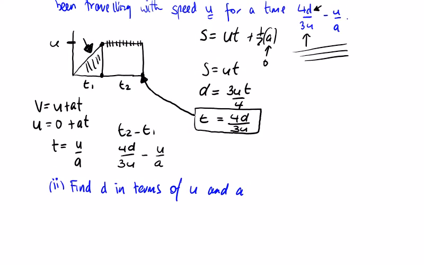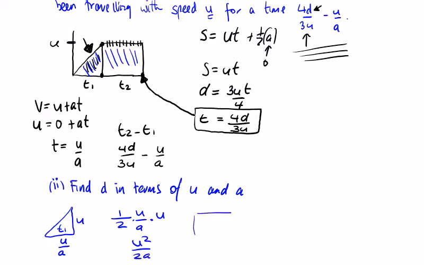So d is the total distance traveled, which is the area of the two shapes, the triangle and the rectangle. So let's look at the triangle. Just write down the variables. The height is u, and t1 is u over a. So the area of that triangle is half the base, half of u over a, times the height, which is u. So that's going to be u squared over 2a.